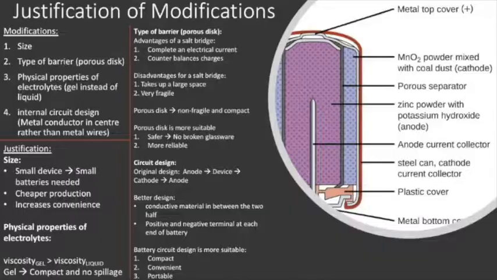Problem solving. Justifications of modifications. My modifications are size, the type of barrier, physical properties of electrolytes, and the internal circuit design. So, justification of size. Size would need to be modified for my experimental galvanic design to be suitable for use in an electronic device such as a TV remote. This is because devices such as TV remotes are small and hence require small batteries or galvanic cells.